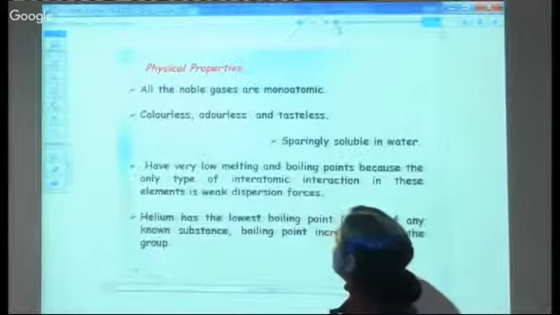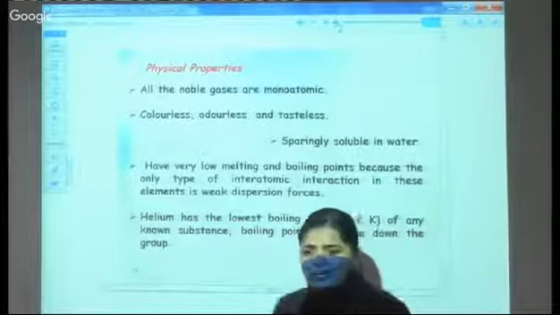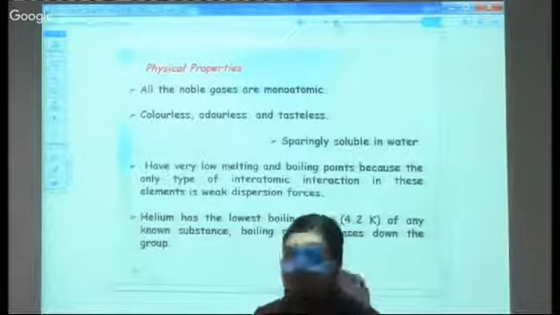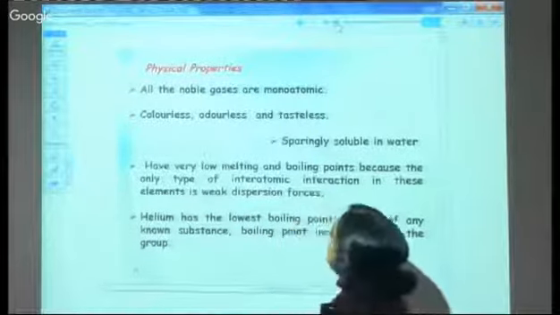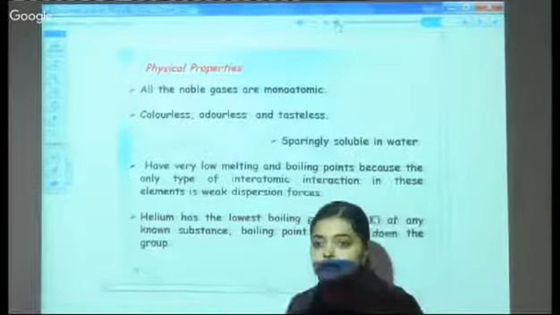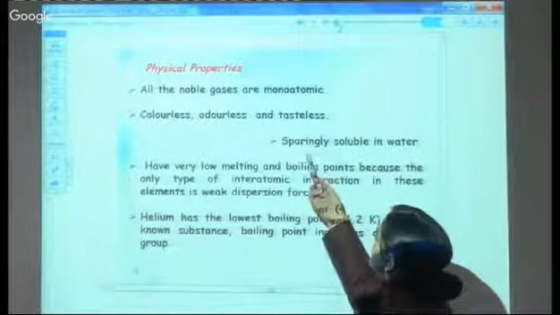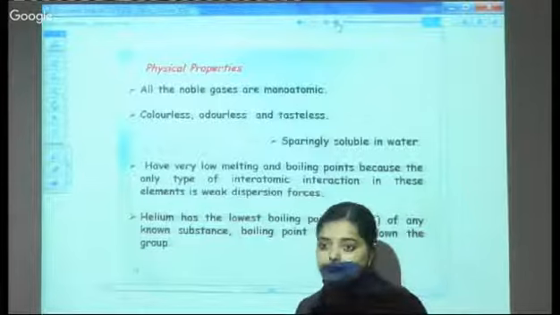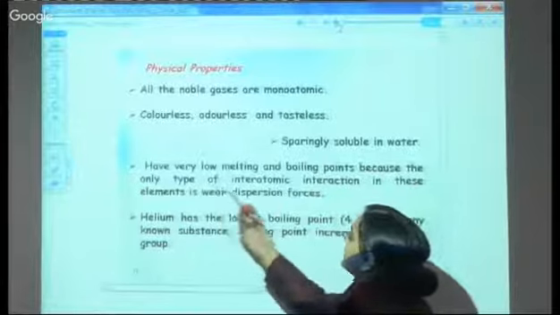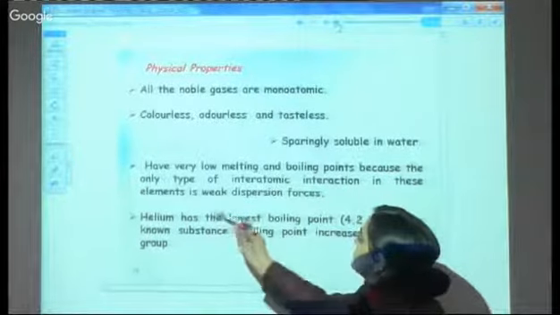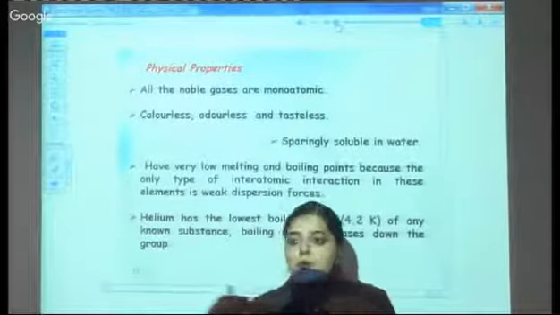So the physical properties: we say that these are monoatomic. This is very true. Right? Colorless, odorless, because color gets imparted if electron excitation takes place. Odor also comes where electron excitation happens. Tasteless. So their existence does not come with color, odor, or any kind of taste. Sparingly soluble in water because of their inertness. They have very low melting and boiling points because the only type of interatomic interaction in these elements is weak dispersion forces. They don't have any interactions among other molecules.